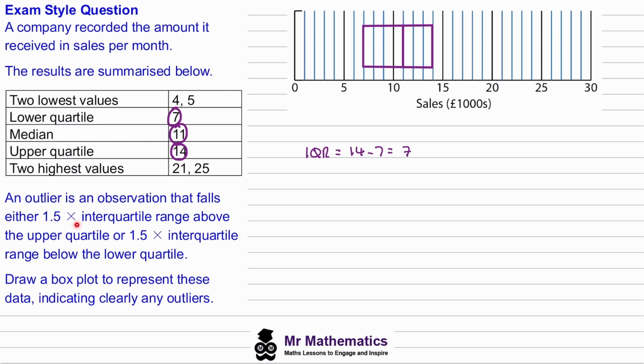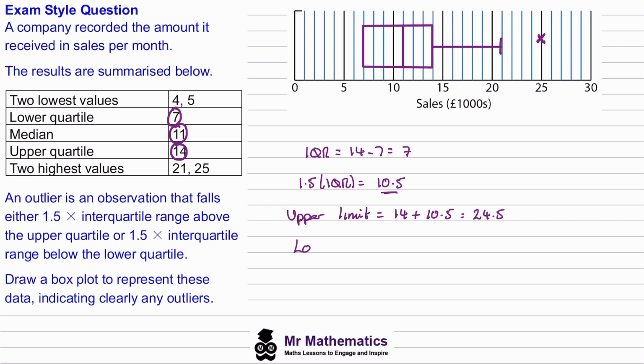So now we need to use these conditions. We'll multiply this by 1.5, and we get 10.5. So now the upper limit will be Q3, 14, plus the 10.5, which will give us 24.5. So you can see that we will include the 21, but this 25 we can consider to be an outlier. So our whisker will go up to 21, then we'll put a cross at the 25 to indicate our outlier.